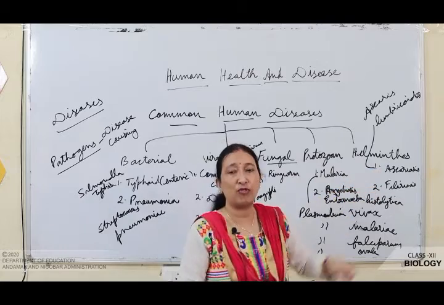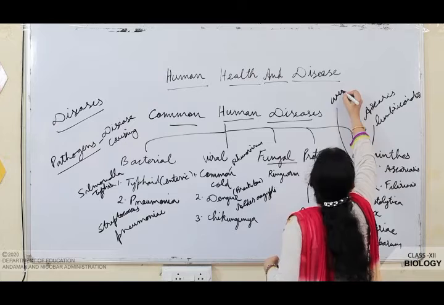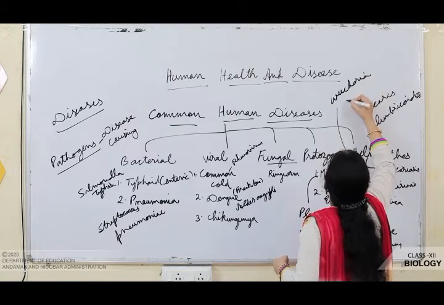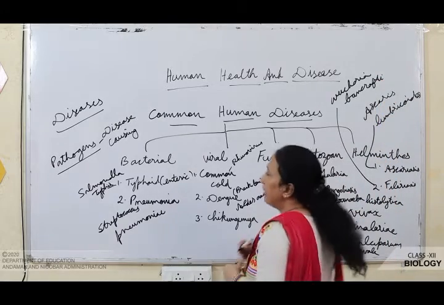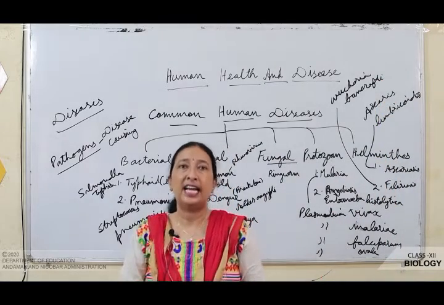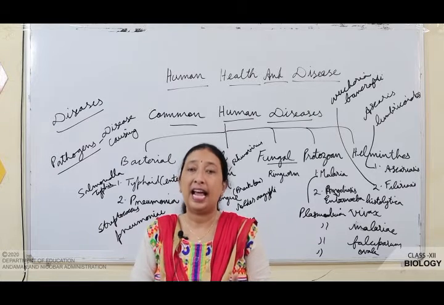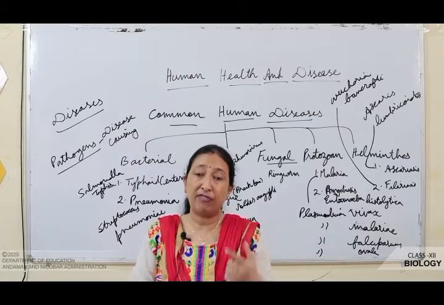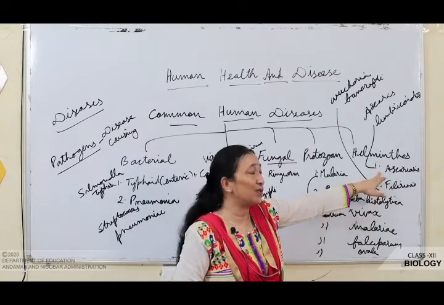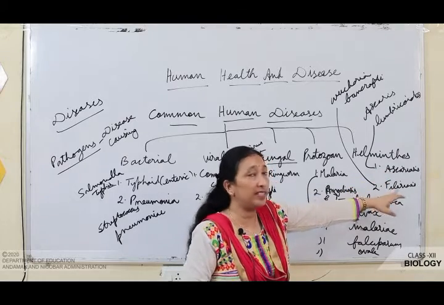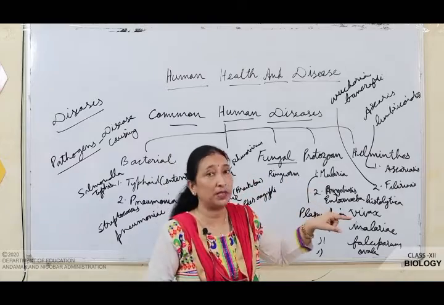The next disease is Filariasis. It is caused by the helminth Wuchereria bancrofti. The site of infection is the lymph vessels and the lymph nodes, and the mode of transmission is the female Culex mosquito. This is a roundworm, a helminth disease, and the mode of transmission is the female Culex mosquito.